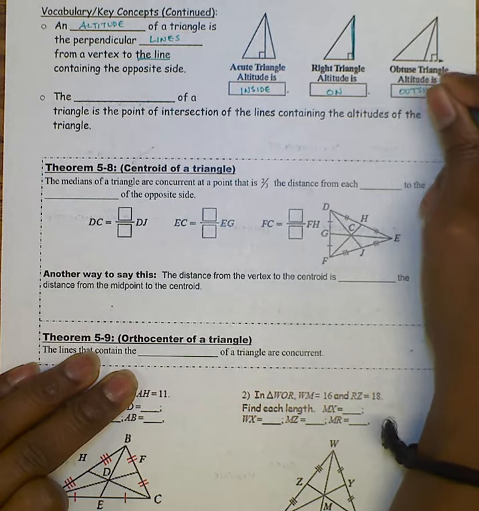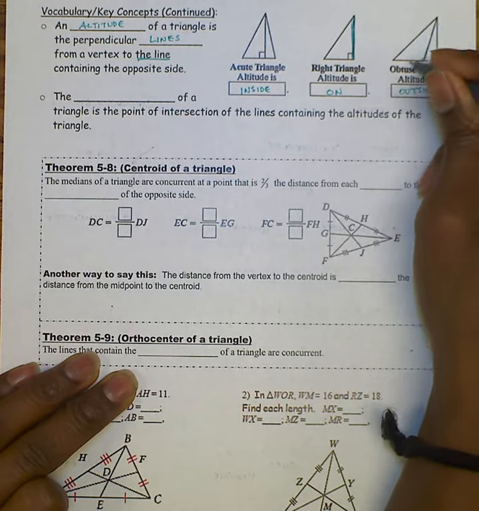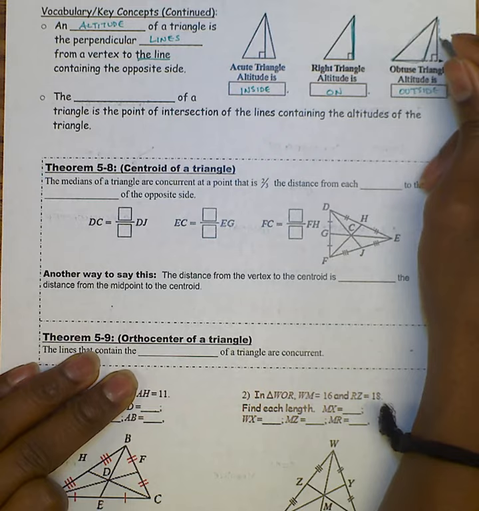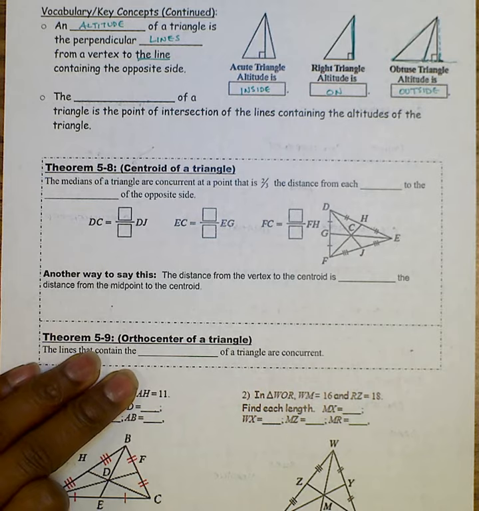Okay, so we have our triangle here. Our altitude is the line that is perpendicular to the line that contains the side. Okay, so it's outside the triangle. Okay, these lines also have a point of concurrency, and that is called the orthocenter.